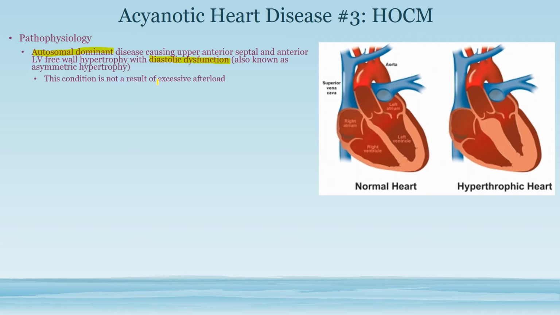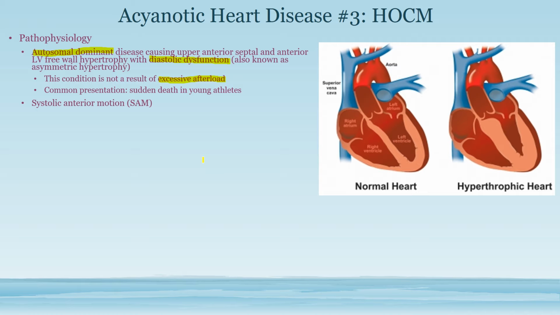Important to note, this condition is not a result of excessive afterload. Remember, hypertensive cardiomyopathy is concentric. This is asymmetric. It's not the whole left ventricular wall that is hypertrophied. Some parts are more hypertrophied than others. Common presentation, as we saw in our question before, is sudden death in young athletes.